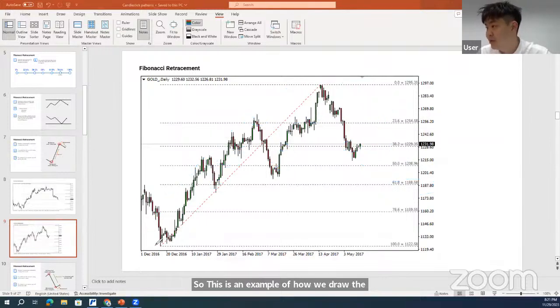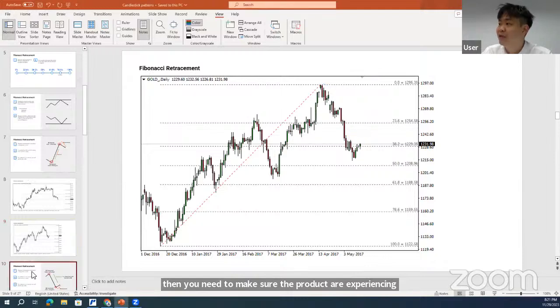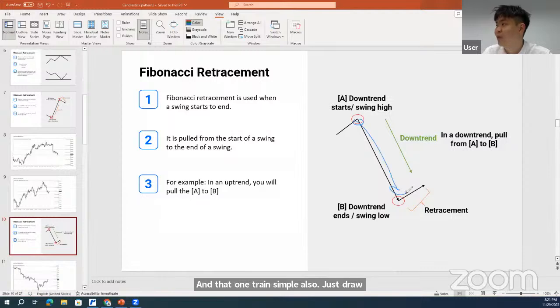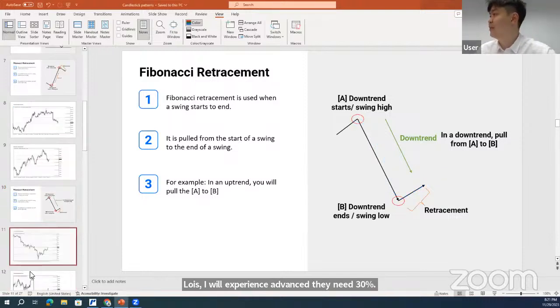Make sure you identify a big upward trend, and then make sure the product is experiencing a 20 to 30% retracement on it. This is the example of an upward trend. And then for a downward trend, it's also simple. You just draw from the highest level to the lowest, and then make sure the lowest level experiences a certain rebound, 20 to 30% rebound. And then here is an example on it.